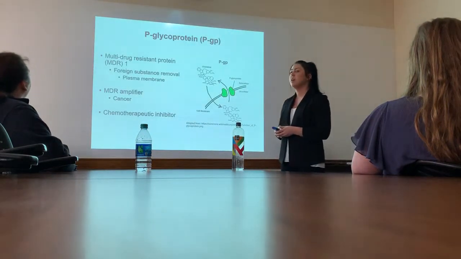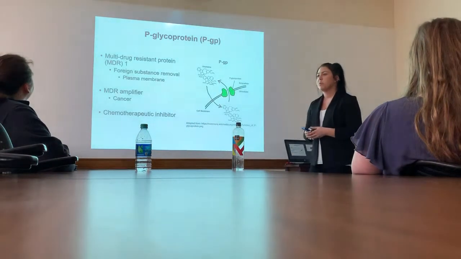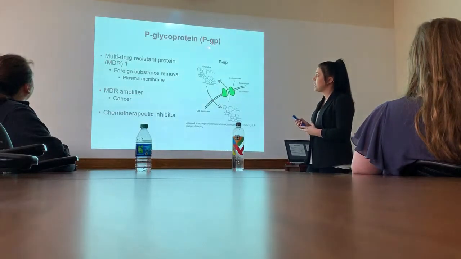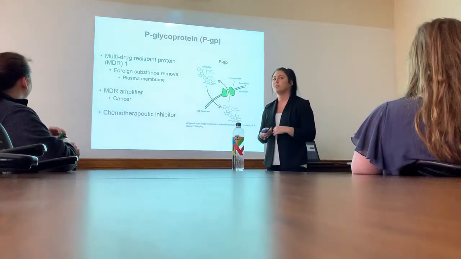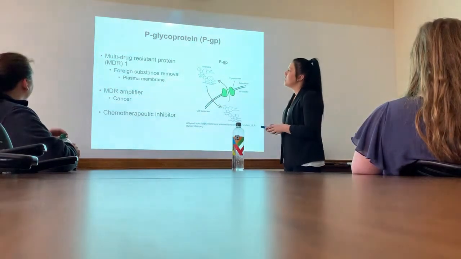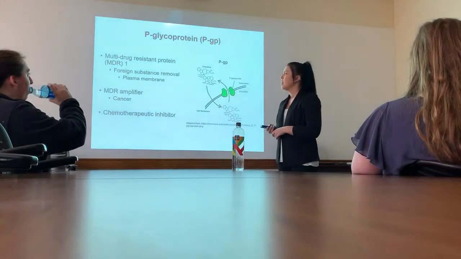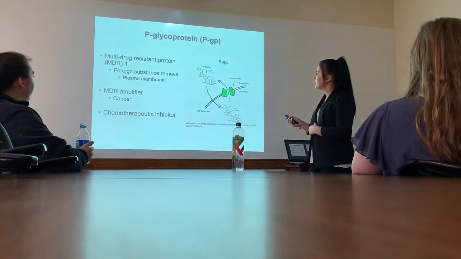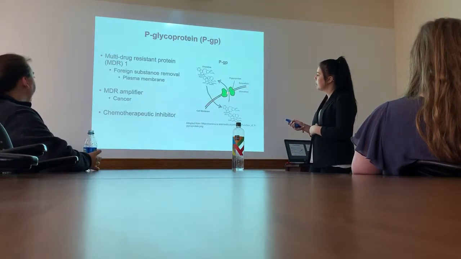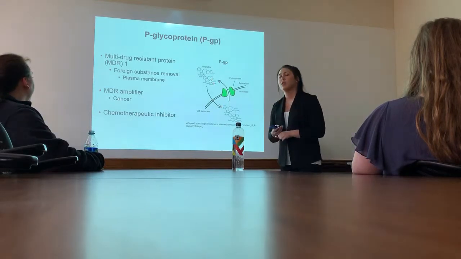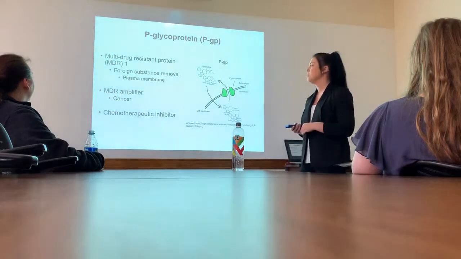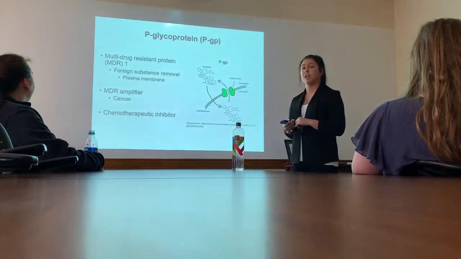Next, I want to cover what P-glycoprotein is, and in this paper they are going to refer to it as PGP. It is a multi-drug resistant protein, also referred to as MDR or MDR1. It is a foreign substance remover within the plasma membrane. Here you can see that the plasma membrane is light green, and the P-glycoprotein is on the edge, centered right here. So it removes foreign substances from the cell. It is an MDR amplifier within cancer and also a chemotherapeutic inhibitor.